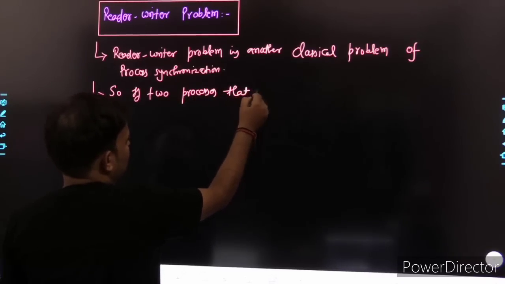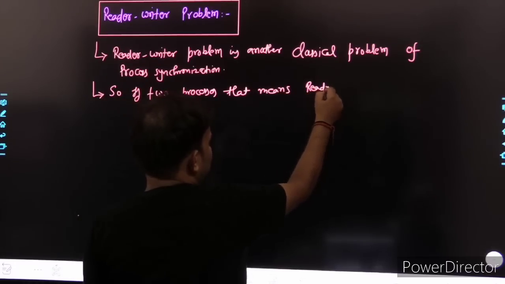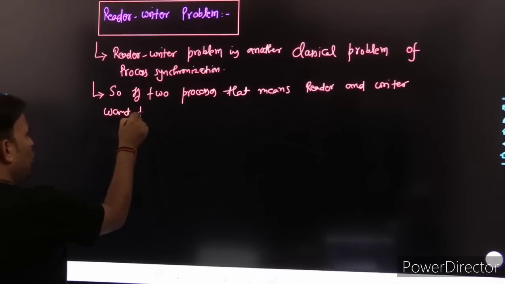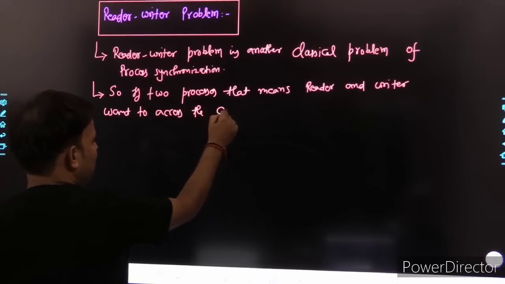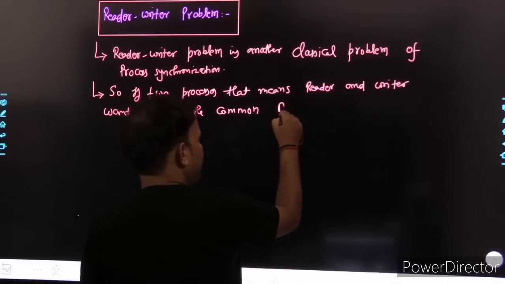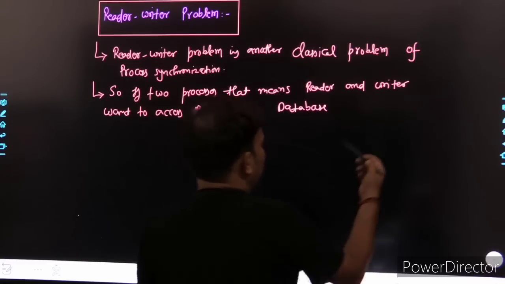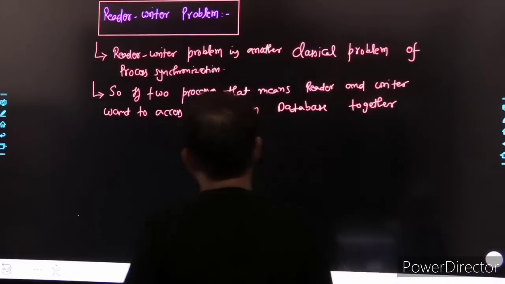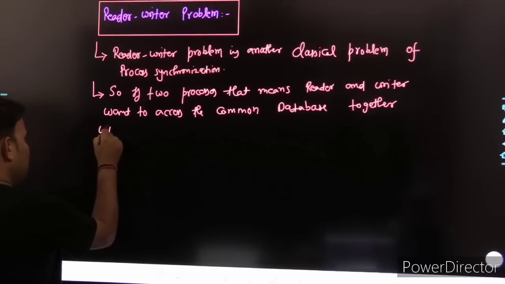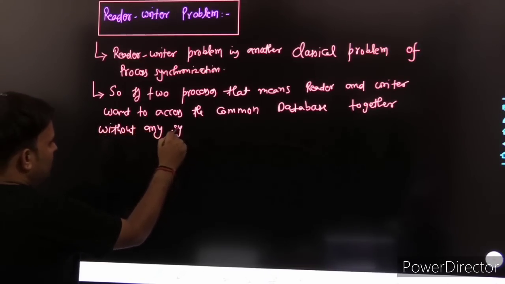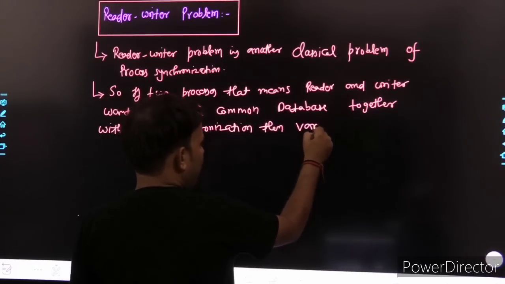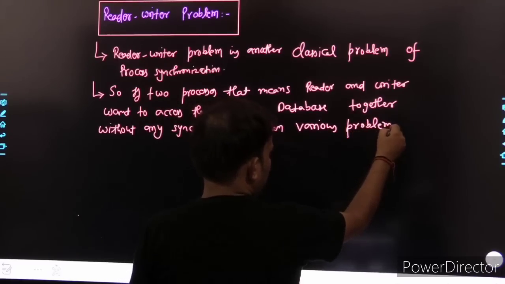So if two processes, that means reader and writer, want to access the common database, that is known as the critical section, you can consider the database as a critical section, want to access the common database together without any synchronization, then various problems may occur.